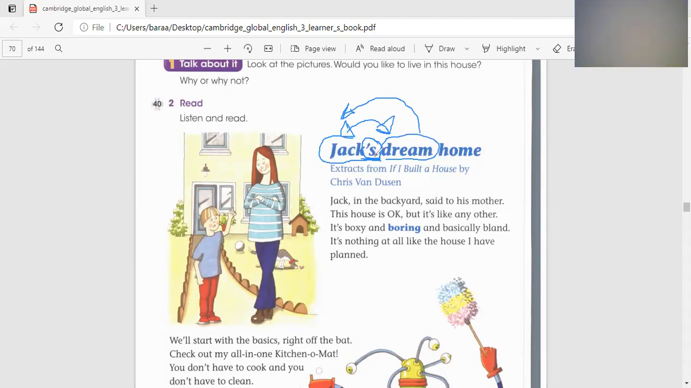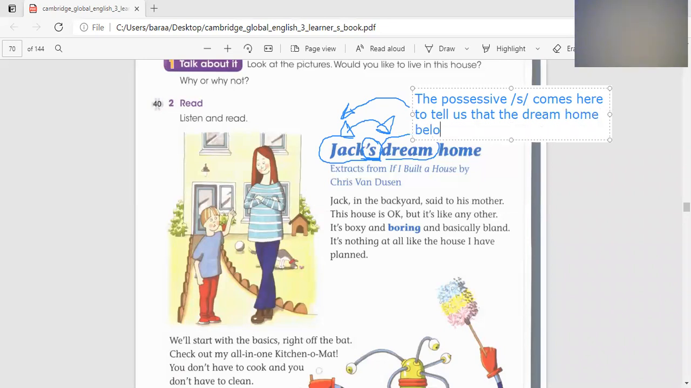So, Jack's dream home. Let's write here: the possessive S comes here to tell us that the dream home belongs to Jack. Okay, guys, so write down these notes in your notebook. They are very important. Let's go ahead.